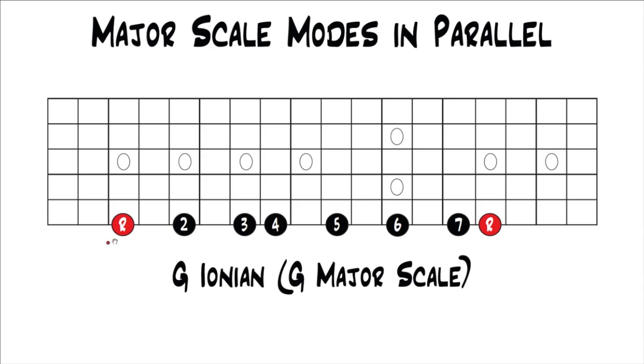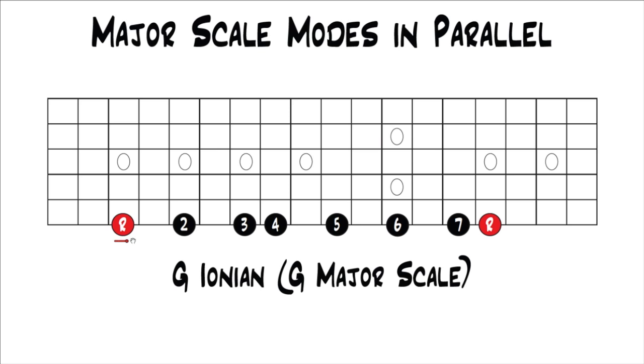So every one of these I'm going to show you is going to have a G root note, and then all these other intervals are just going to change to the new mode, which I'll explain as we go through. So you know that G Ionian is just a G major scale. It's root, 2, 3, 4, 5, 6, 7, back to root. And if you looked at the actual letter names, it would be G, A, B, C, D, E, F sharp, and back to G. That's a G major scale.